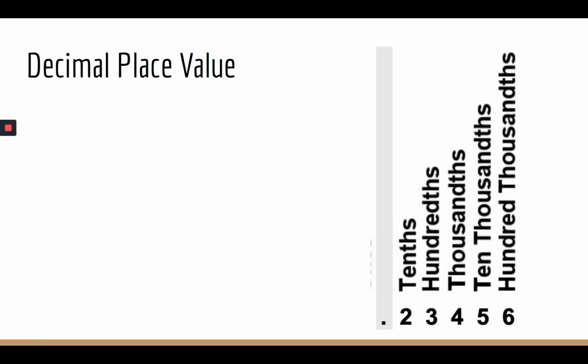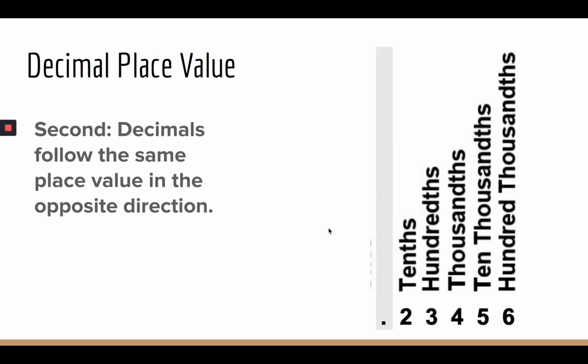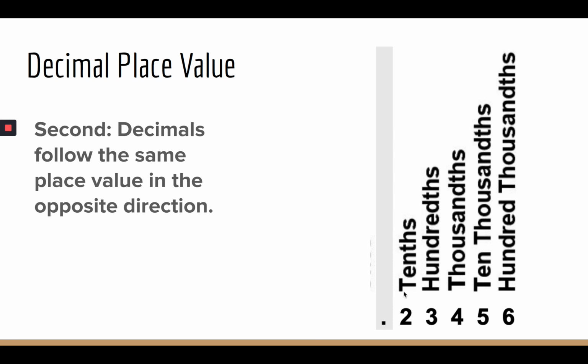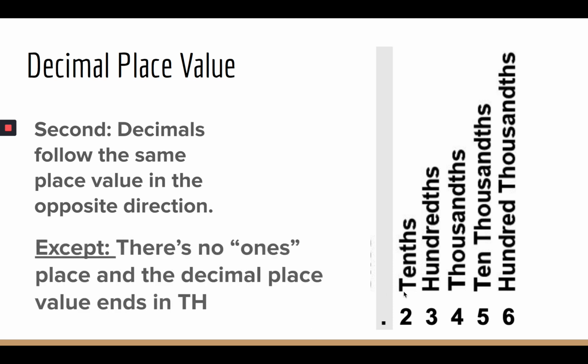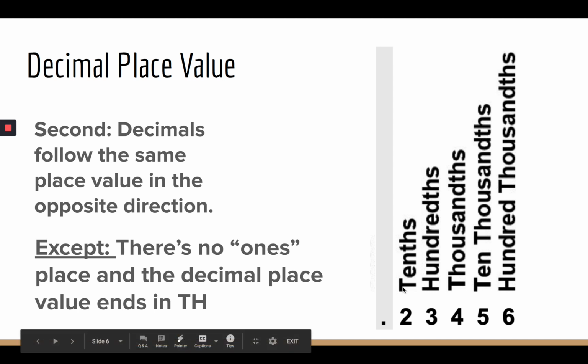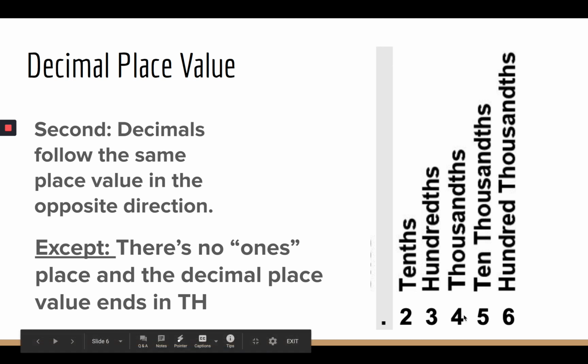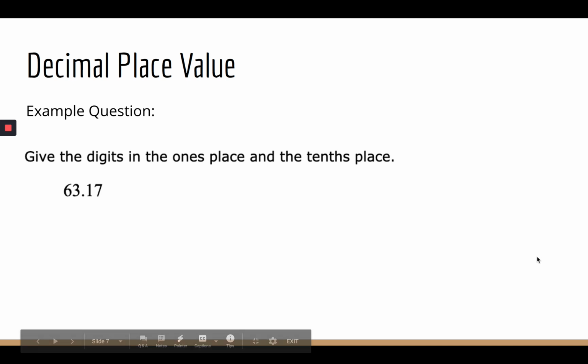Don't forget, decimals follow the same place value that you learned when you were a little kid, except there's no ones column. It starts with the tens, and they all end in THS. So it goes tenths, hundredths, third number behind the decimal is thousands, fourth number is 10 thousandths, and the last, or on this screen, the last number, the fifth number would be 100 thousandths.